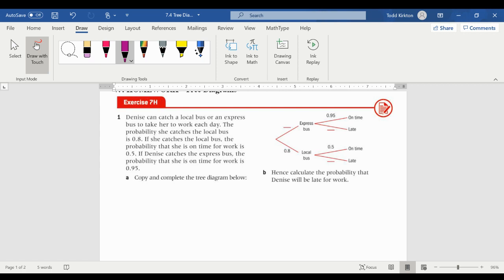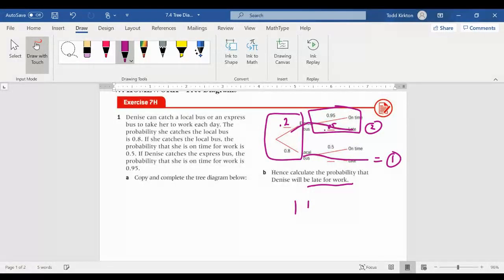First problem, remember that any individual section needs to add up to 1. So that's going to be 0.2 because those add up to 1, 0.05, etc. And then you multiply through the trees. If you're going to calculate the probability that she will be late for work, she either takes the bus and she's late, so that probability, or she takes the express bus and is late, so that probability. So you're going to find those two by multiplying through the trees and add them together.